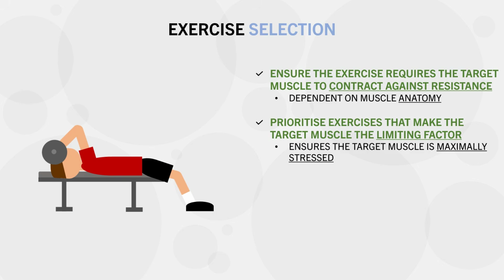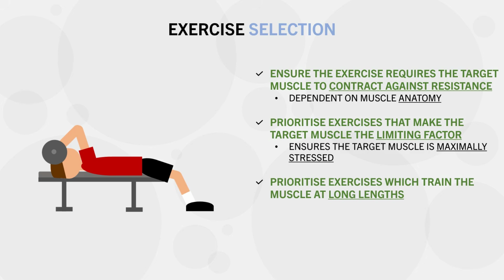We also want to prioritize exercises which train the muscle at long muscle lengths, or in a stretched position. Training a muscle at longer lengths is generally going to be more hypertrophic than training at shorter lengths. For example, deep squats and leg extensions both train the quads, but deep squats will train the quads at a longer length in the bottom position compared with the leg extension.